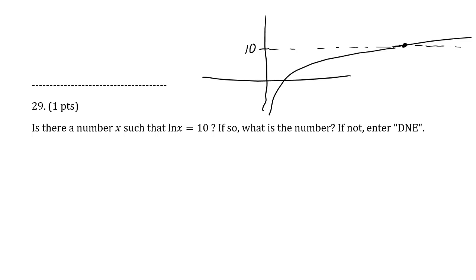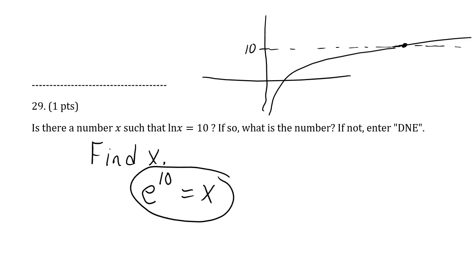How can I find it? What they're really asking you to do is find x. We're going to take the problem natural log of x equal 10 and solve for x. The base is e, it's raised to the 10th power, and that's x. And that's your answer. E to the 10th is the number that when you take the natural log of it, you get 10. It is a very large number.